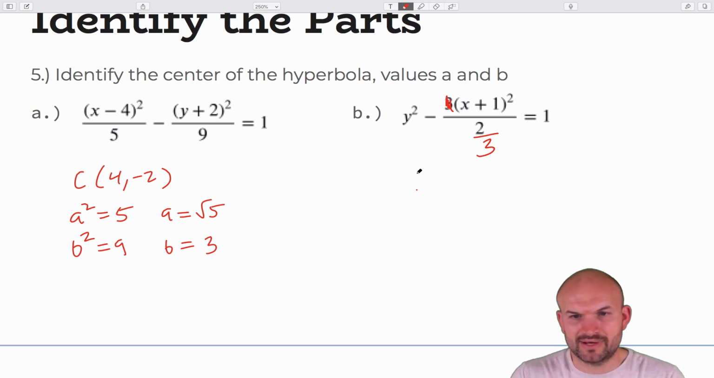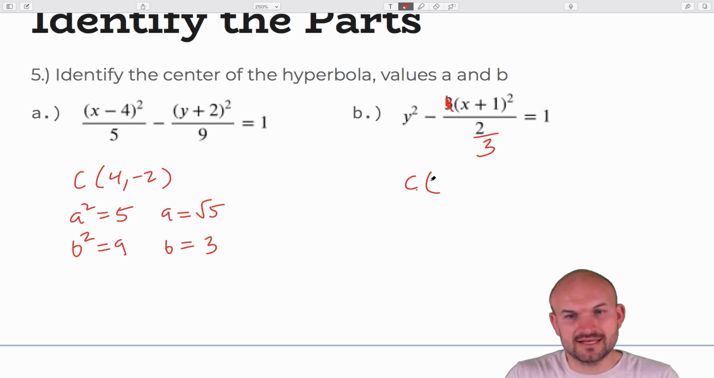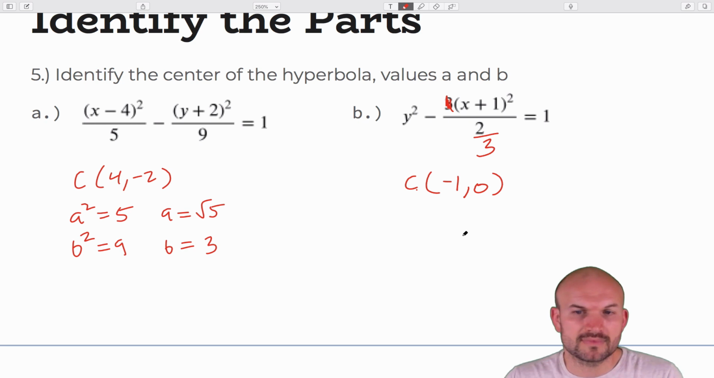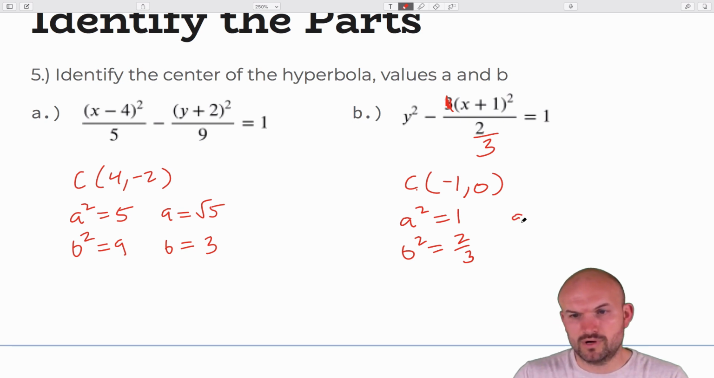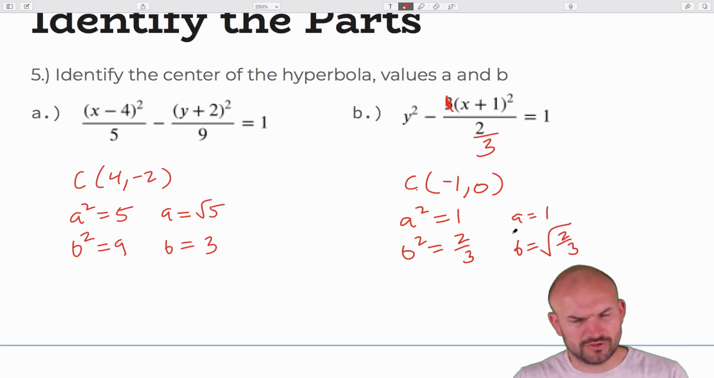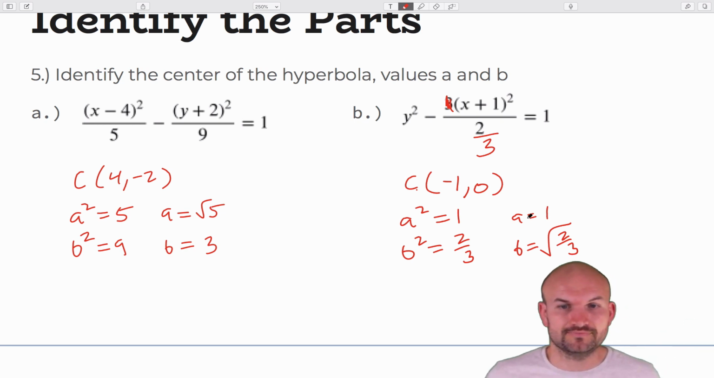So in this case, anyways, my center, now again, make sure that you recognize that H is with X and K is with Y. So in this case, we have -1, 0. My A squared is always first, which is 1. And my B squared in this case is going to be a 2/3. So A will equal 1. And here I'm going to have B is equal to the square root of 2/3. Kind of a little odd, but again, that's perfectly fine.